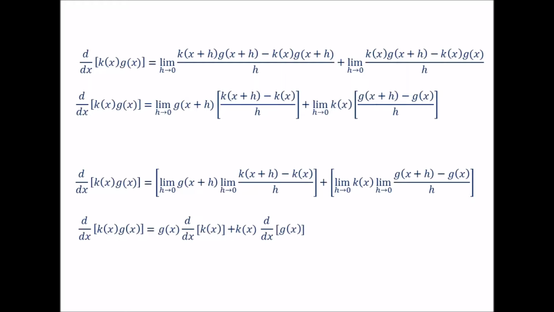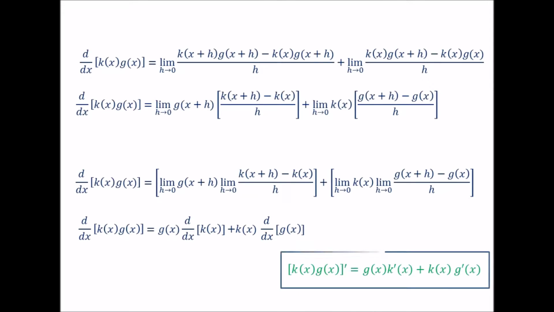And simplifying and rewriting in prime notation, we then have the quantity k of x times g of x, prime, equal to g of x times k prime of x plus k of x times g prime of x. And this here is our product rule.